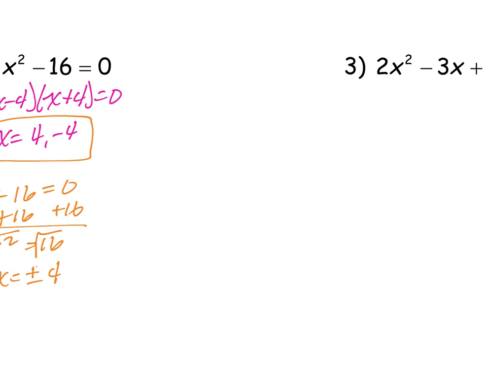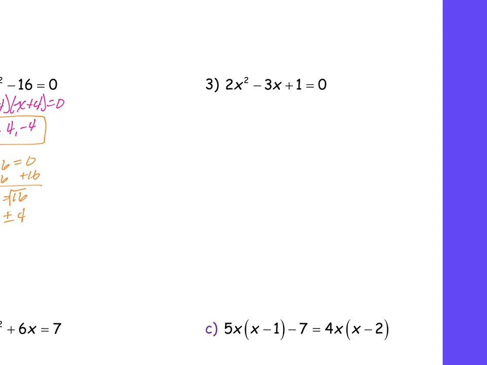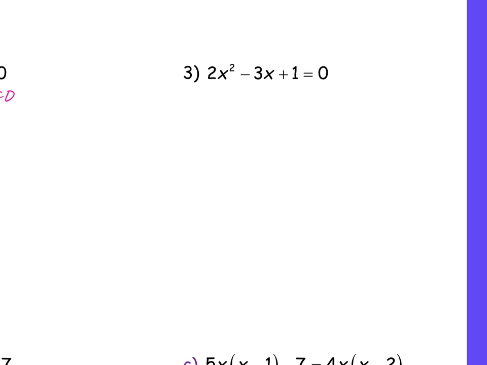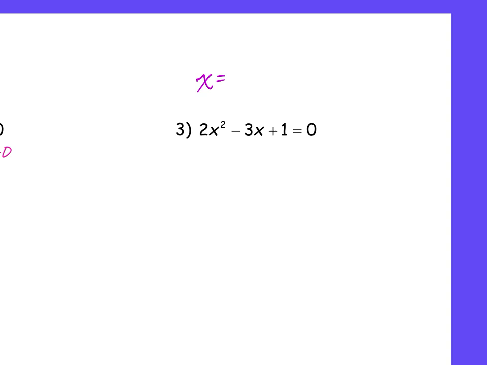And then the last one, I can factor this last one, but since we're going to demonstrate the quadratic formula, we're going to use that. I'm so excited. Okay, the quadratic formula says x equals negative b plus or minus the square root of b squared minus 4ac, all over 2a.